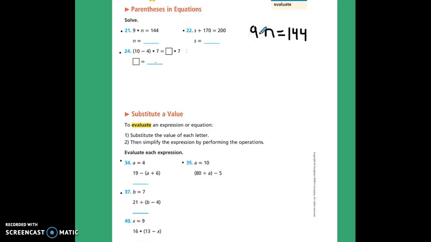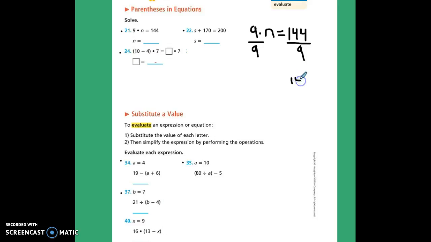So if I have times 9, the opposite of multiplication is division. So I'm going to divide both of these by 9. So I'm going to do divided by 9, and that's another way of writing divided. Think of our fractions, and divided by 9. And when I do this, I will get rid of the 9 divided by 9, and I'll be able to solve for n. So really I have to figure out what 144 divided by 9 is.